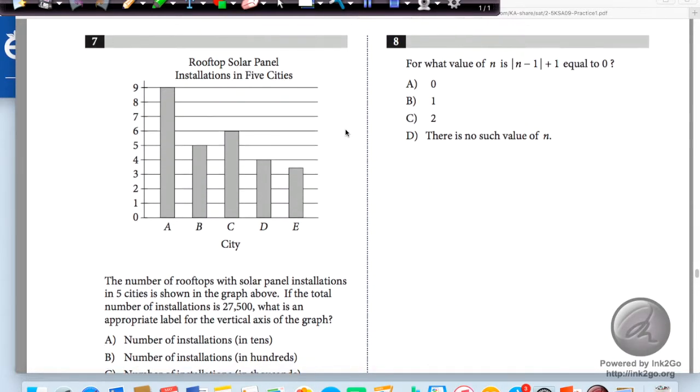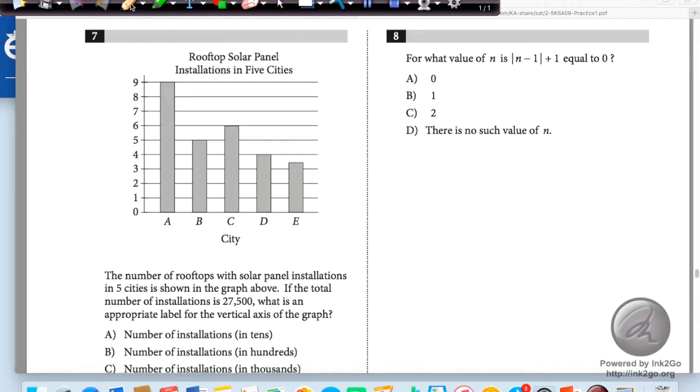Okay, question 7. Question 7 states that the number of rooftops with solar panel installations in 5 cities is shown in the graph above. If the total number of installations is 27,500, what is an approximate label for the vertical axis of the graph?